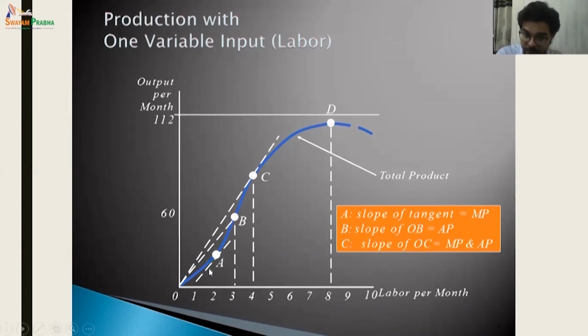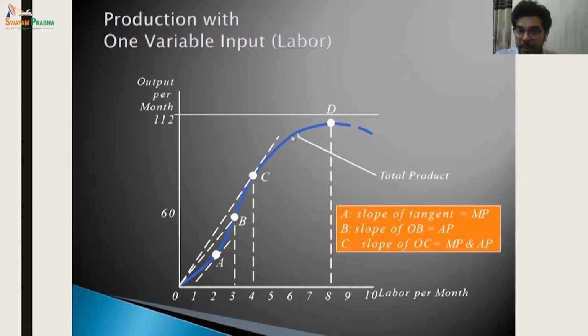Right? Now you see this tangent on point A is not connecting the origin. If I connect the origin and point A, I don't have a straight line now, but if I have something like this, then this will be my average product. Because the slope I have right now on point A is not connecting the origin, this is not average product. This is the slope of the total product, and this is nothing but the marginal product.